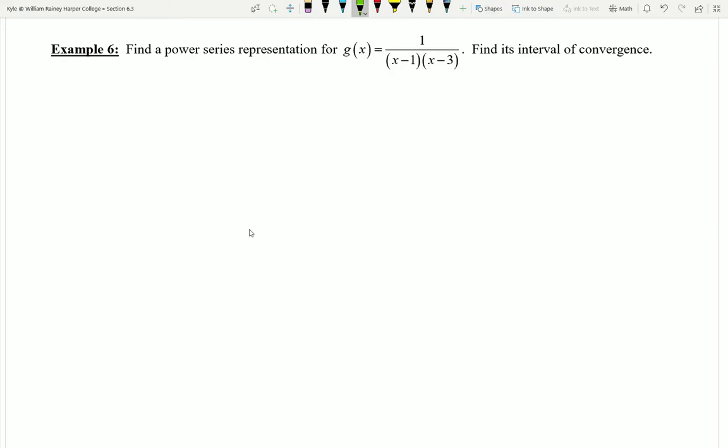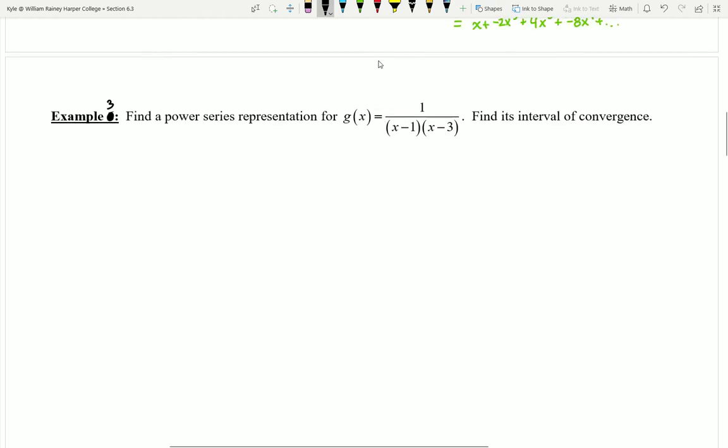Alright, in this video we're going to take a look at what should be labeled as example number 3, but for some reason I have this as example 6, which makes no sense. So we're going to take a look at what we have here. This is a very, very strange function to try to work with, in a similar way to what we did in the previous two examples.